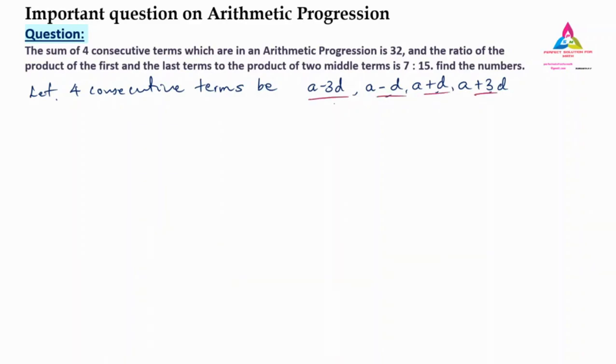According to the question, they have given that the sum of the 4 consecutive terms in AP is 32. Sum means we have to add these 4 consecutive terms. 1, 2, 3, 4 consecutive terms we have to add. So A minus 3d plus A minus d plus A plus d plus A plus 3d is equal to 32. This is the first thing they have given.